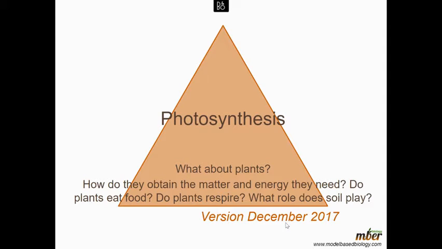Photosynthesis. We already talked about cellular respiration, and now we're moving on to photosynthesis, which is about plants. So how do plants obtain the matter and energy they need? We already went over how humans and other living things get the matter and energy they need through the food they consume.